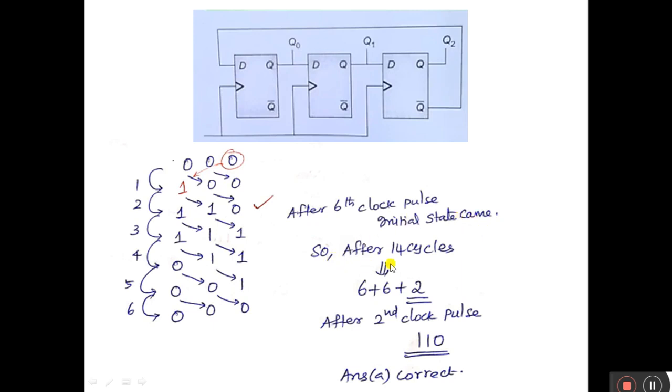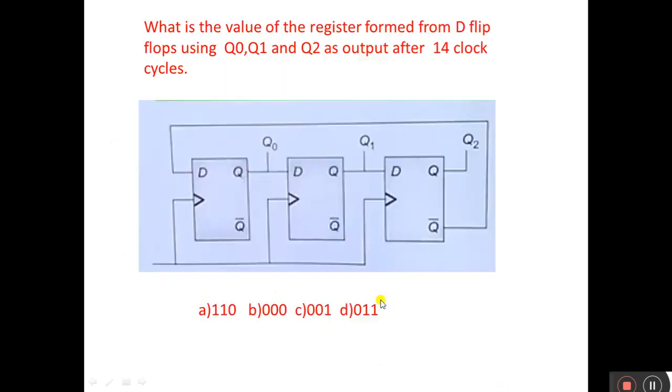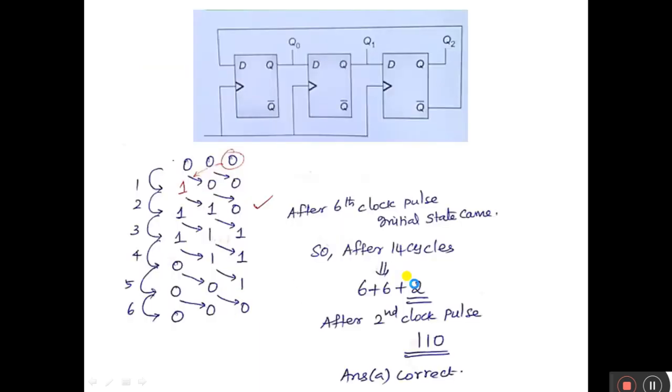So 14 clock pulses we can divide as 6 plus 6 plus 2. Now this 2 is the balance. So after the second clock pulse, it is this one: 1, 0, 0. The answer is 1, 0, 0. From the options, option A is correct. Very simple question, flip-flop.